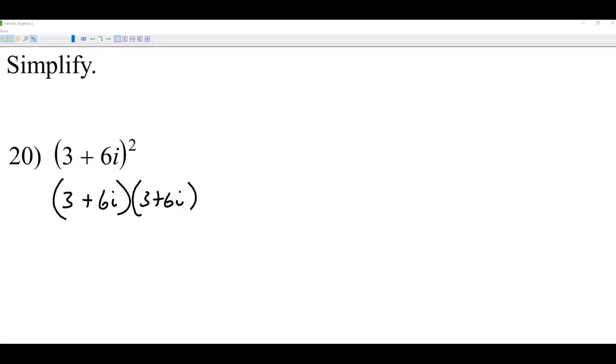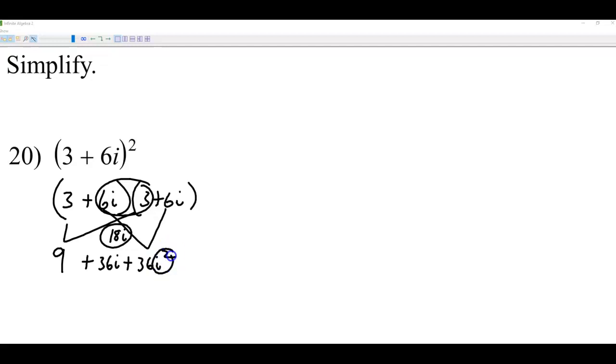Anytime you multiply a binomial by itself, you just do first times first, last times last, middle times middle, and then double that number. That's a shortcut we talked about a while ago. Next, you would do the i squared. The i squared is going to make that a -36.